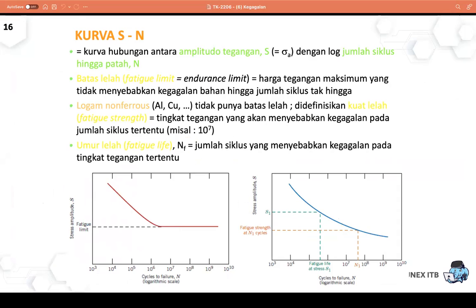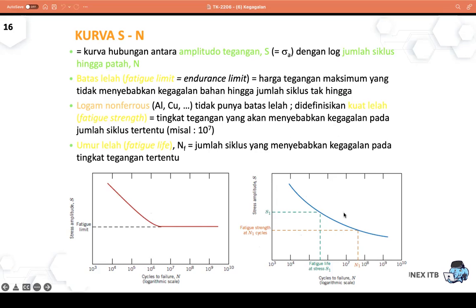The first one is the metals that have a fatigue limit, usually BCC, and the second one is the FCC metals that don't have a fatigue limit. The first one looks like this. This is usually for iron, the BCC structure, and here is for aluminum or copper or non-ferrous. They don't have a fatigue limit, tidak punya batas lelah.